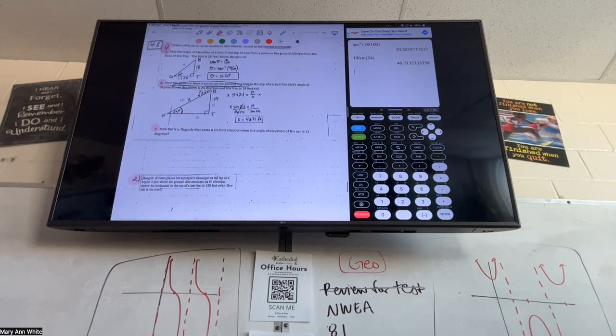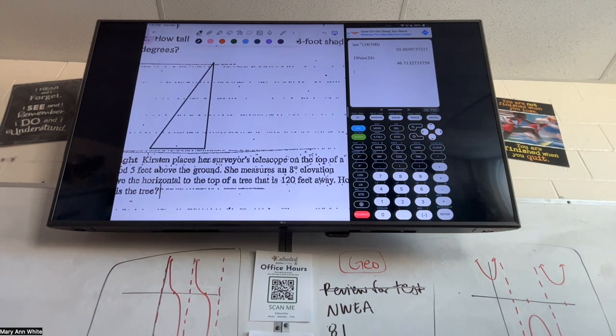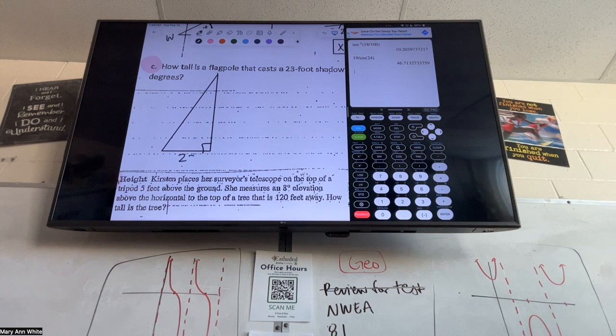All right, now I'm gonna jump to the next one. How tall is a flagpole that casts a 23-foot long shadow when the angle of elevation of the sun is 32 degrees? All right, draw my triangle. The shadow is on the floor. Where's the shadow at? On the bottom, yep. The shadow is on the floor.